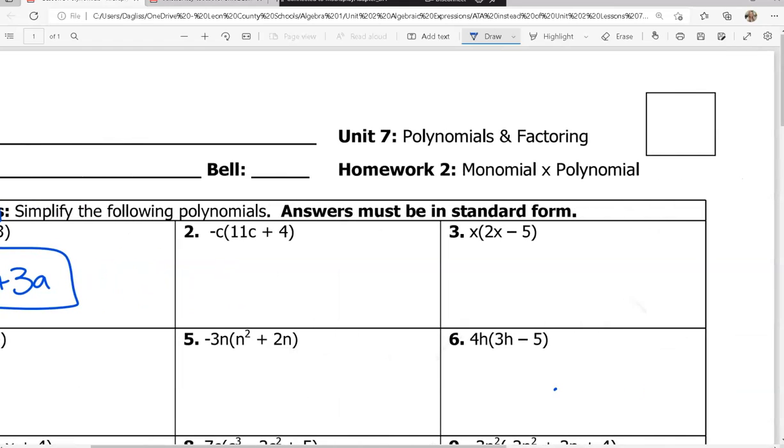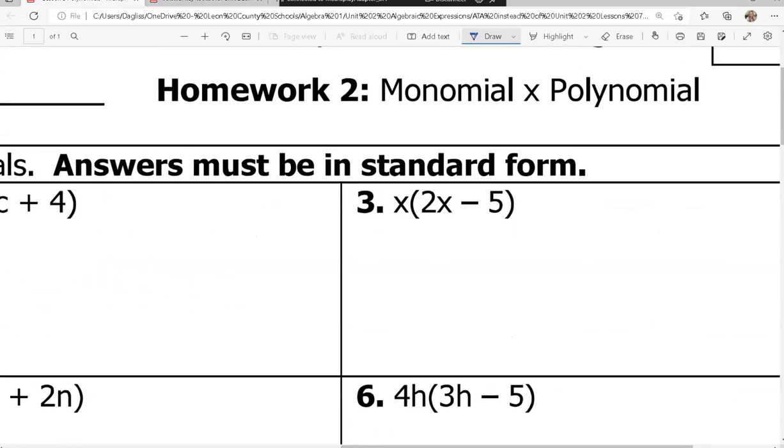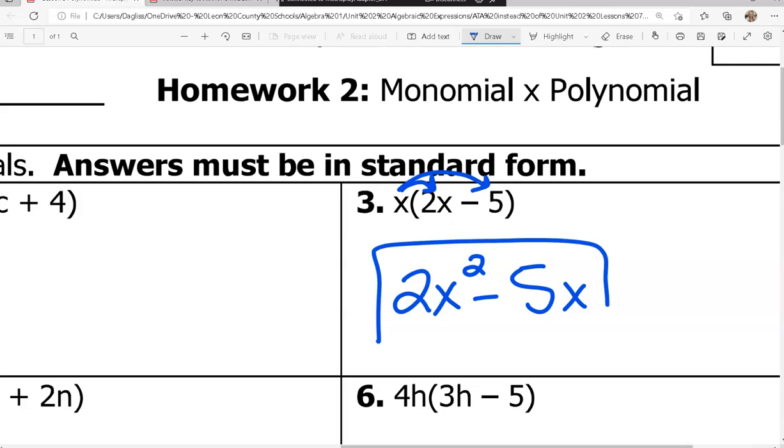Let's go over here to 3. What is x times 2x? 2x squared. Good. And what is x times negative 5? A negative 5x. Good. Watch out for these negatives. We're multiplying, right? So if it's a positive times a negative or a negative times a positive, we always get a negative result, right? But if they're both positive or both negative, they are going to be a positive result. Yep, it's in standard form. We're done.